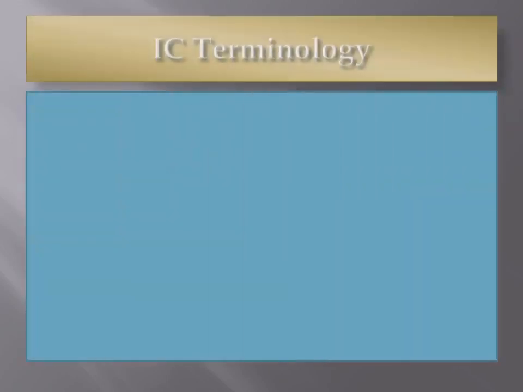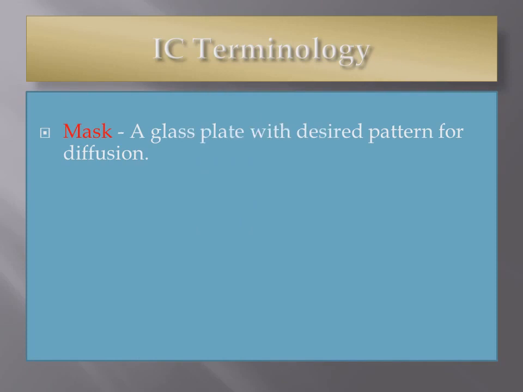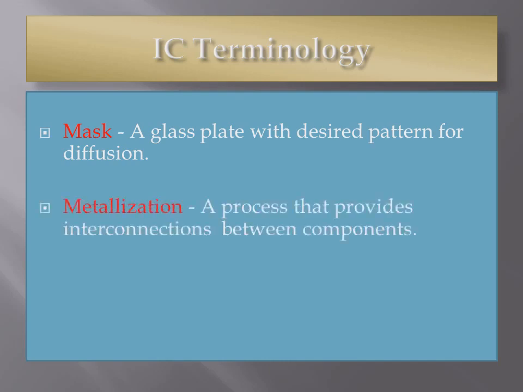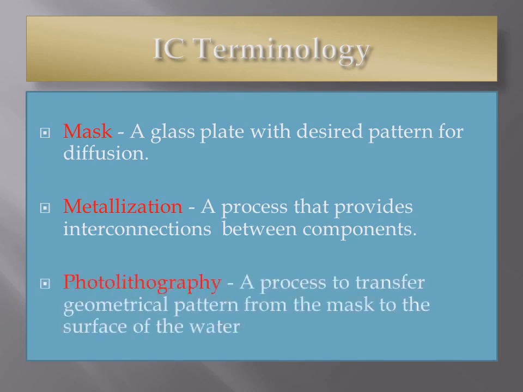Then mask: a glass plate with a discrete pattern for diffusion. Metallization: the process that provides interconnection between the components. Photolithography: the process to transfer a geometrical pattern from the mask to the surface of the wafer.